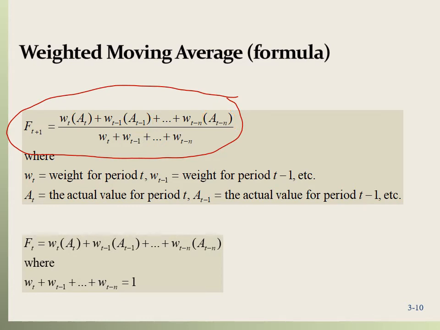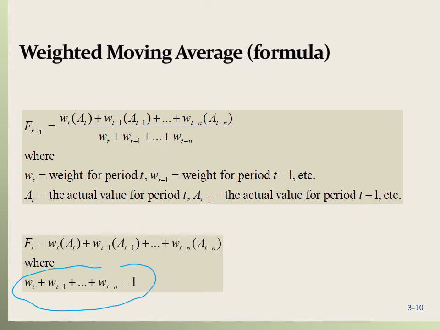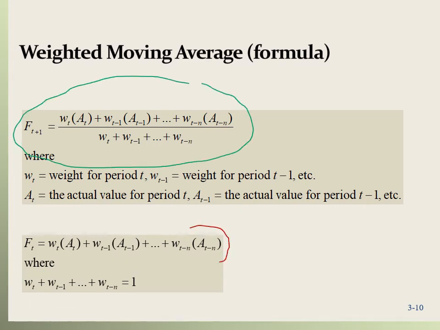The w's here, w sub t minus 1 through w sub t minus n, are the weights for period t minus 1 through t minus n. These are the emphases that you want to put on each period. If you set the values for the weights such that they all add up to 1, that means that you consider the weights as percentages, and then you can simplify this formula to this concise, compact formula.